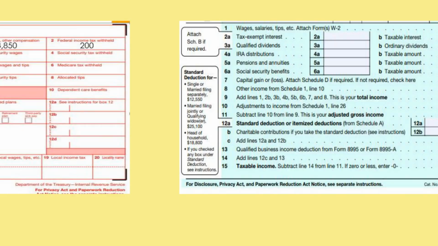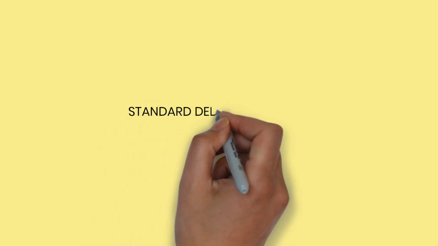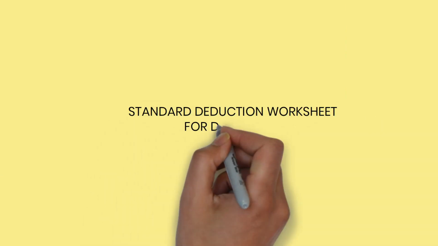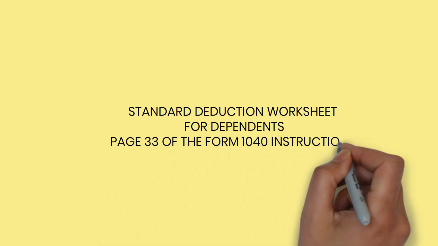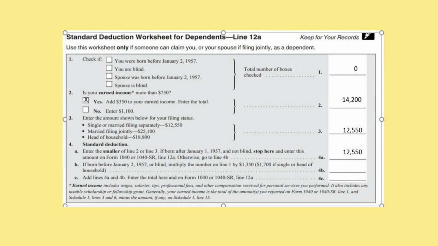Since you can be claimed as a dependent on someone else's return, you must complete the standard deduction worksheet for dependents on page 33 of the Form 1040 instructions. I have summarized the worksheet for you.